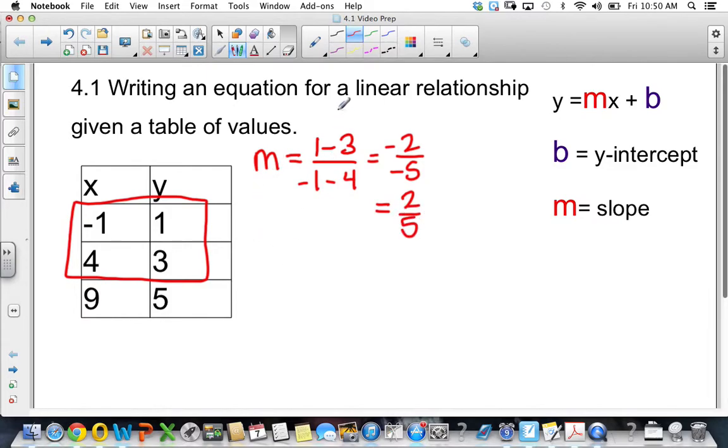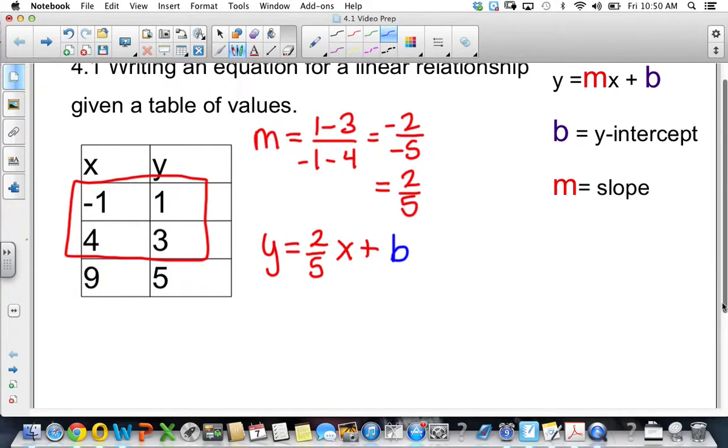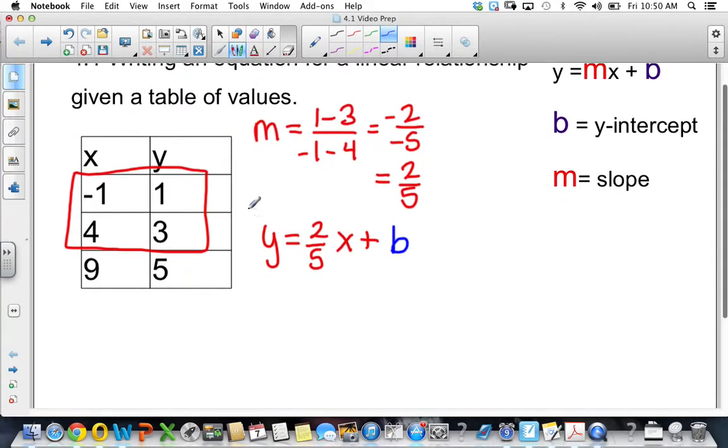So our slope is a fraction as well, positive slope. So I'm going to plug that into y equals mx plus b. Now my goal here is to find b. So I'm going to pick any point on the graph or any point on the table, and I'm going to substitute it in for x and y, and I'm going to algebraically solve for b. So any of the 3 points will work. You will always get the same b value if you've done it properly.